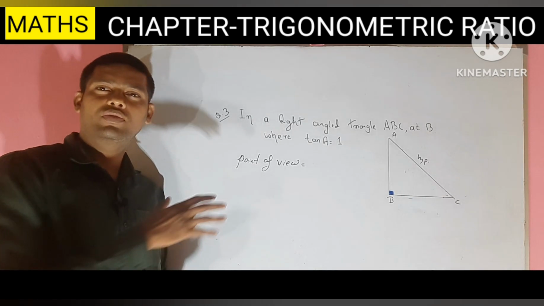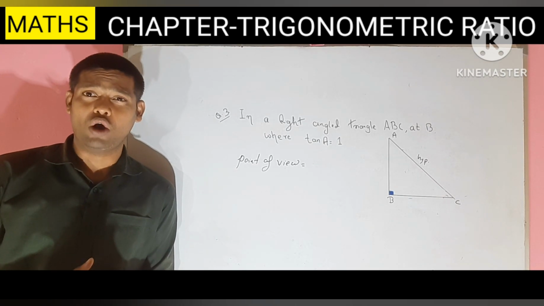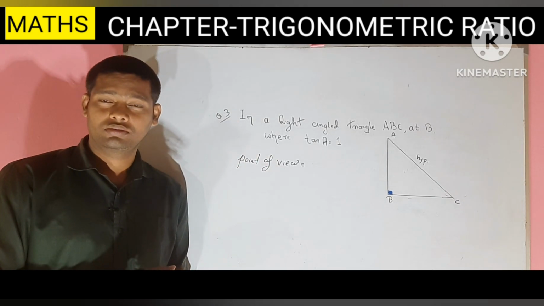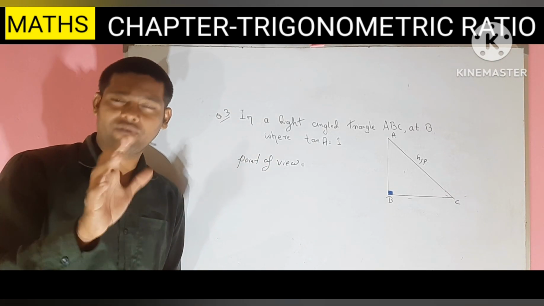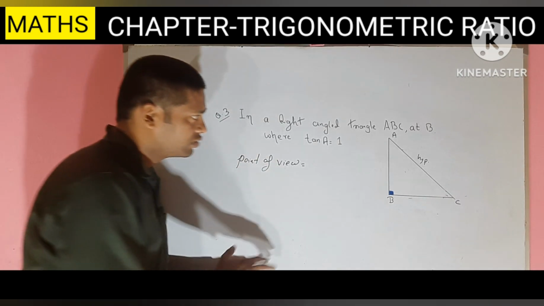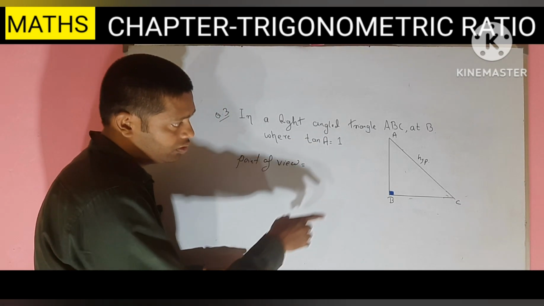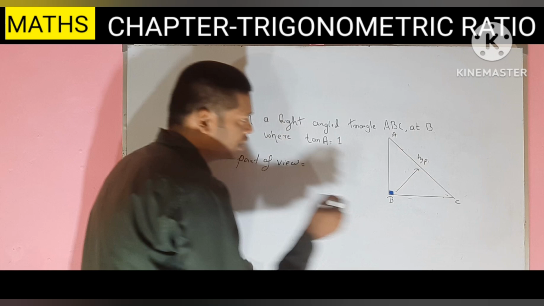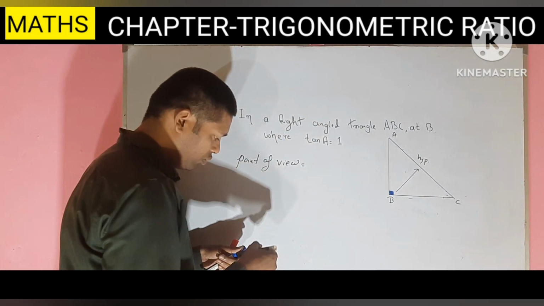So, this point of view is to explain how to look. In the book, you will not find this one. It's my topic, my concept. As I told you, B is there, and opposite to B is the hypotenuse. Now, what is the point of view?